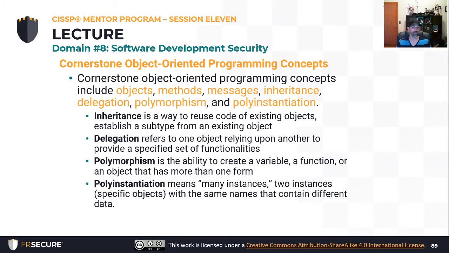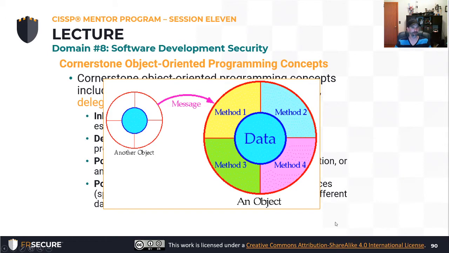Delegation is one object relying on another to provide specific functionality. So I delegate the math that my app needs to do to the math function or the math object. Polymorphism is the ability to create a variable, function, or object that has more than one form. Metadata is a great example of that. Polyinstantiation just means many instances, right? So it's having two instances of specific objects with the same names that have different data. And we'll get a little more into that in a second.